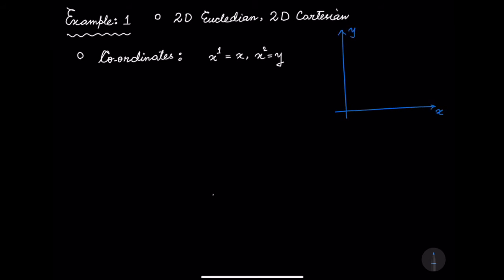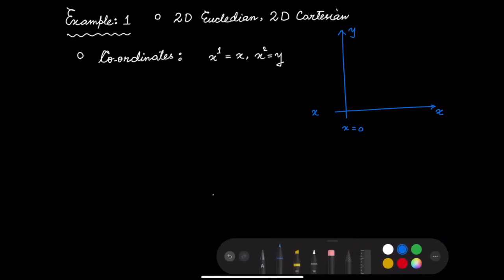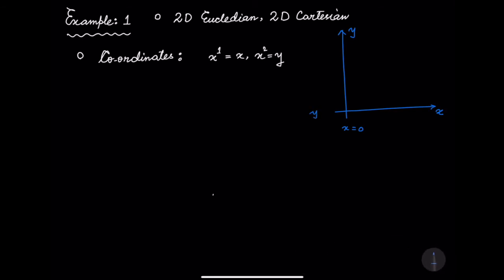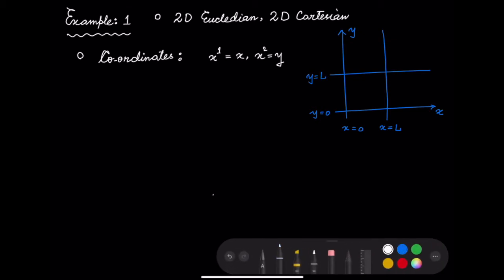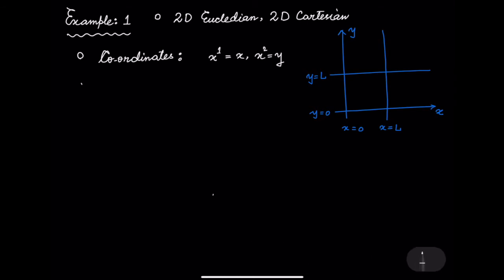Just what we drew a little while ago. But let me remind you, this is the line where x equals 0, and this is the line where y equals 0. And I can choose another coordinate line where x remains constant. So this is, say, x equals L, and another coordinate line where y remains constant, where I say y equals L. We'll come back to that picture.